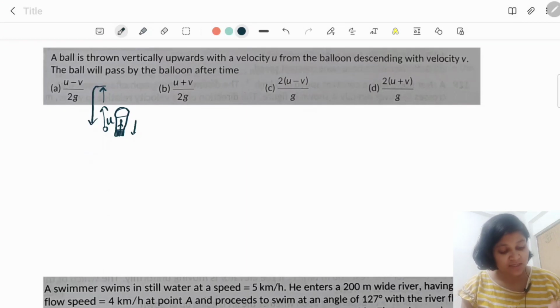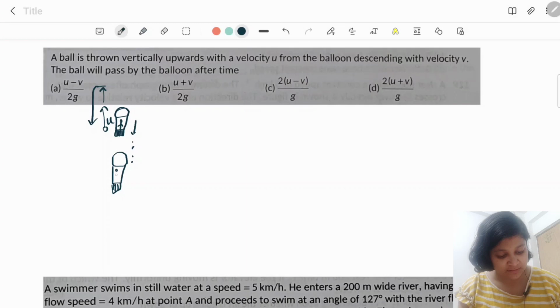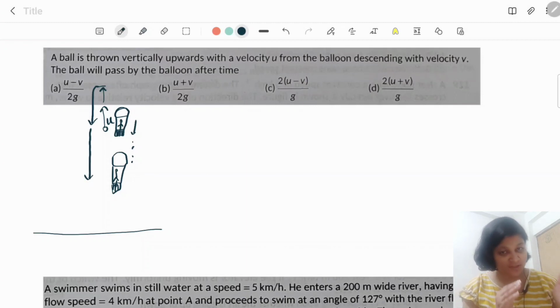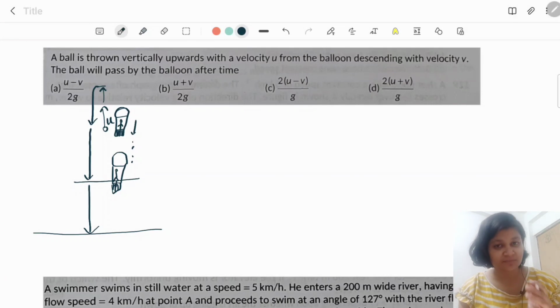Now the ball is falling, and also the balloon is descending. So the balloon has now come down to this place. Let us consider this is our ground. So the ball is falling like this. After some time the ball will cross the balloon again and then fall towards the ground until it hits the ground. So they want to know at which time the ball will cross the balloon once again. I think we have already solved the problem. Here we are going to solve the problem from the reference frame of the balloon.